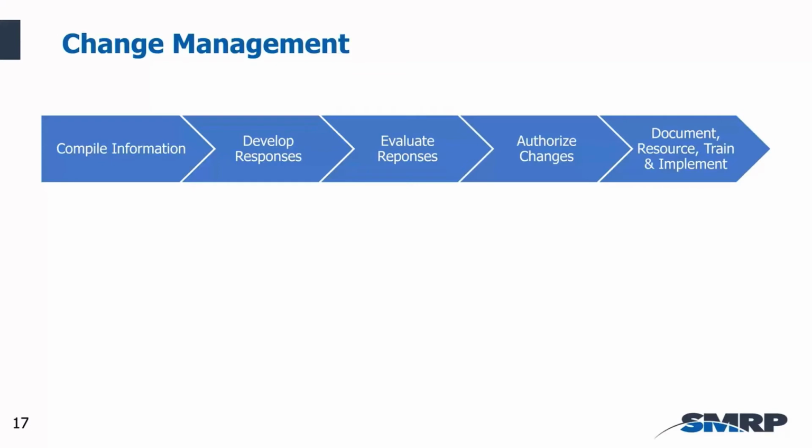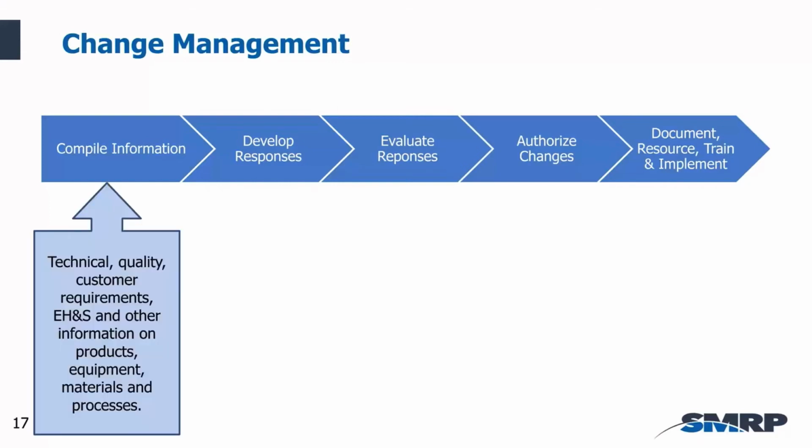We don't want to just then authorize the change and put it into place. We want to evaluate that response. We want to make sure that we have others, stakeholders in the organization that are looking at it. And then it's very important to authorize the change, because the authority to approve the change has to come from an accountable person. We can't have 20 different people authorizing changes all over the place. So we need it to be a very formalized authorization process. We then also have to document, resource, train, and implement the change. So let's go through these.